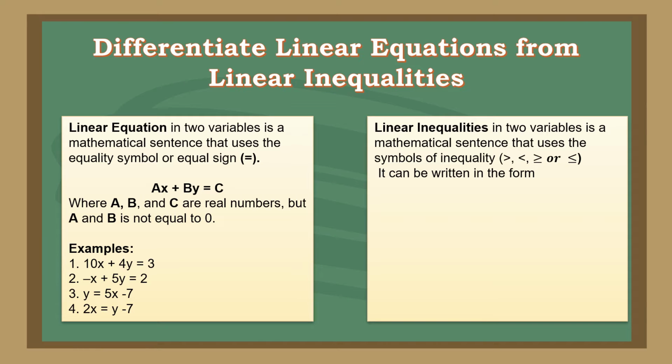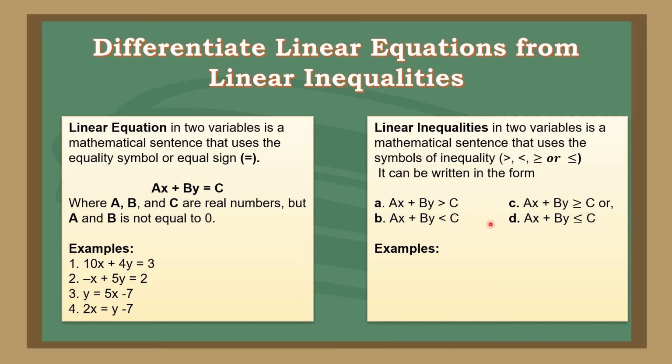While a linear inequality in two variables is a mathematical sentence that uses the symbols greater than, less than, greater than or equal to, less than or equal to, and it can be written in the form ax plus by is greater than c, ax plus by is less than c, ax plus by is greater than or equal to c, or ax plus by is less than or equal to c.